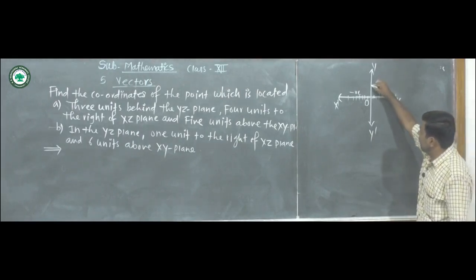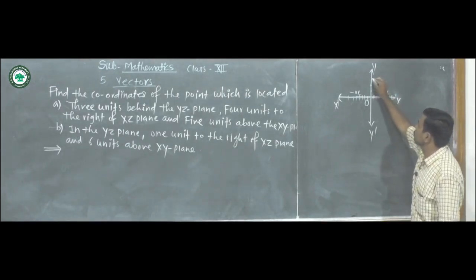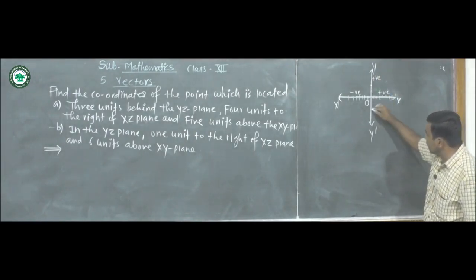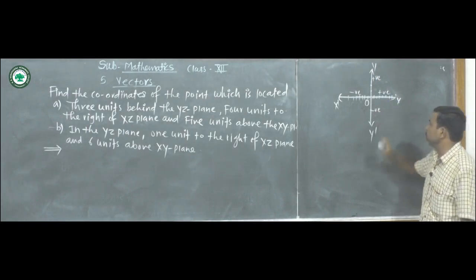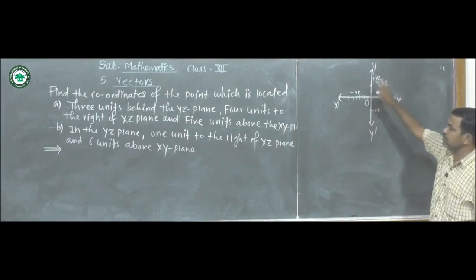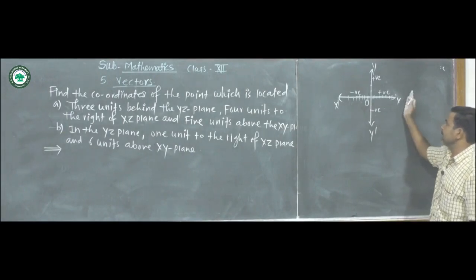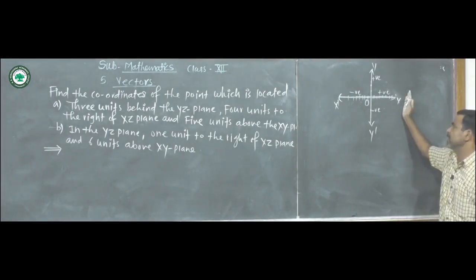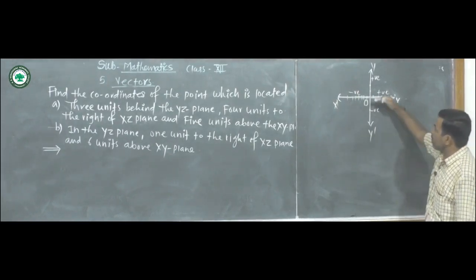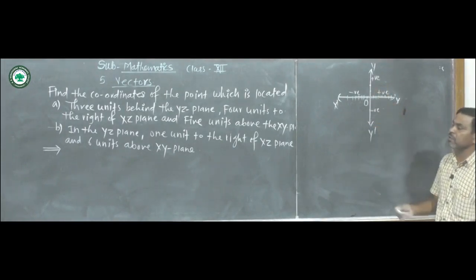If a point lies on the y-axis and it is above the x-axis, the coordinates are positive. And if the point lies below the x-axis and on the y-axis, here negative. So this is the Cartesian coordinate system, a two-dimensional system. To the right of the y-axis there is positive x-axis, and to the left of the y-axis there is negative x-axis. Above the x-axis is positive y-axis, and below the x-axis is negative y-axis.